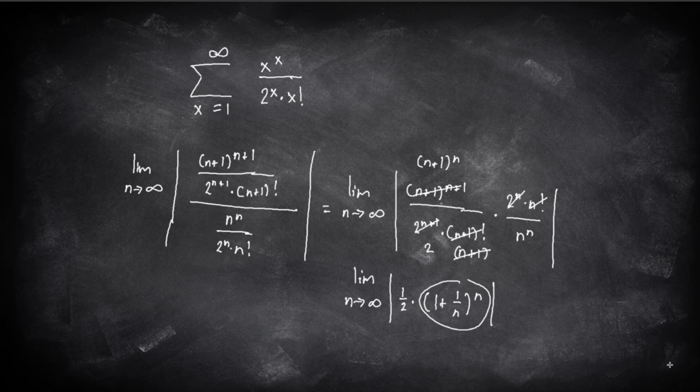Now, this seems pretty familiar. The limit as n approaches infinity of 1 plus 1 over n to the power of n is just e. So our limit would be 1/2 times e. So is this greater than 1 or less than 1? Well, e divided by 2, e is about something like 2.7 something. So 2.7 is bigger than 2, so this is going to be definitely greater than 1. So since 1/2 e is greater than 1, this tells us that this is going to be diverging.